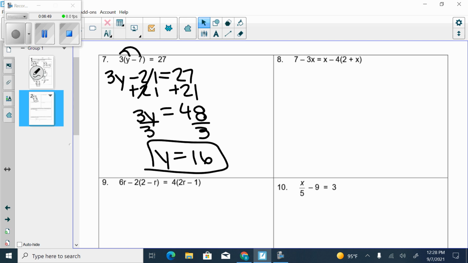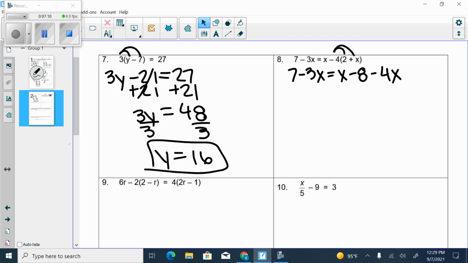Okay, what are we doing on number 8? Distributing first. What am I distributing? All right, it's a negative 4. Make sure you take that negative with it. So negative 4 times 2. Negative 8. Good. And negative 4 times x. Good. All right, so now we've distributed.